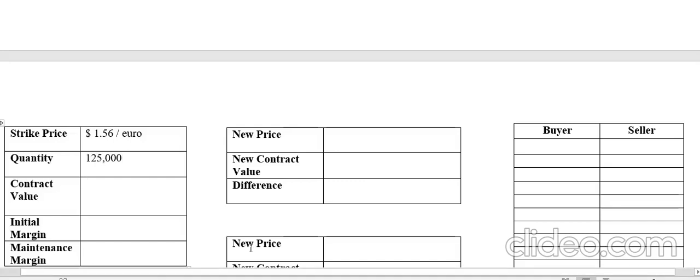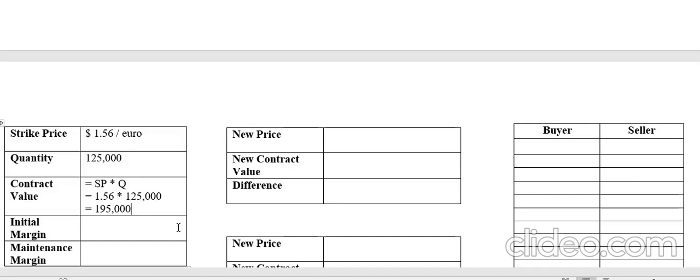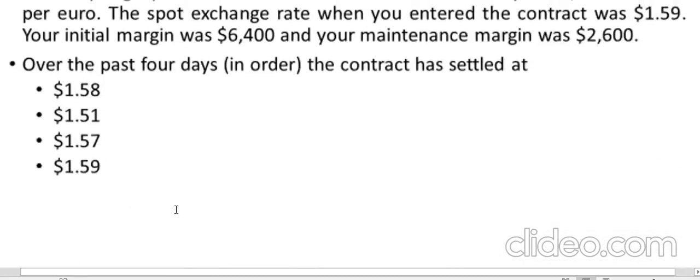125,000 euros actually. So according to this, our contract value would be the strike price multiplied by the quantity. So our strike price is 1.56 and the quantity is 125,000 euros that we are buying. So the total worth of the contract, or the value of the contract, will be $195,000. Okay, so that's the contract value.